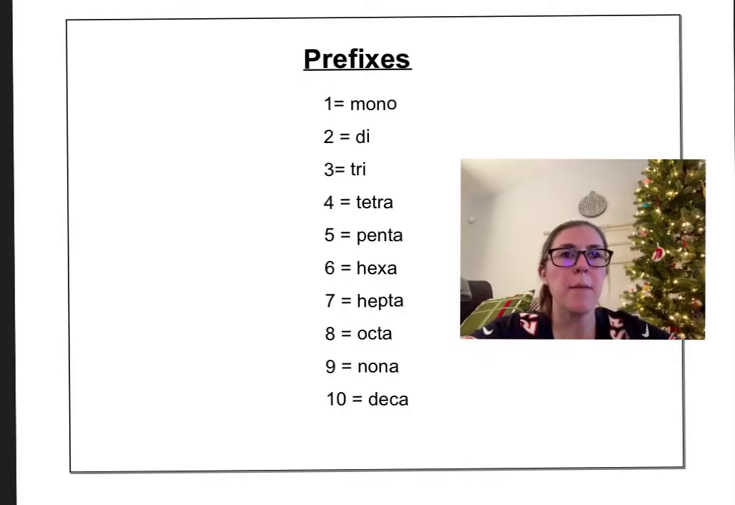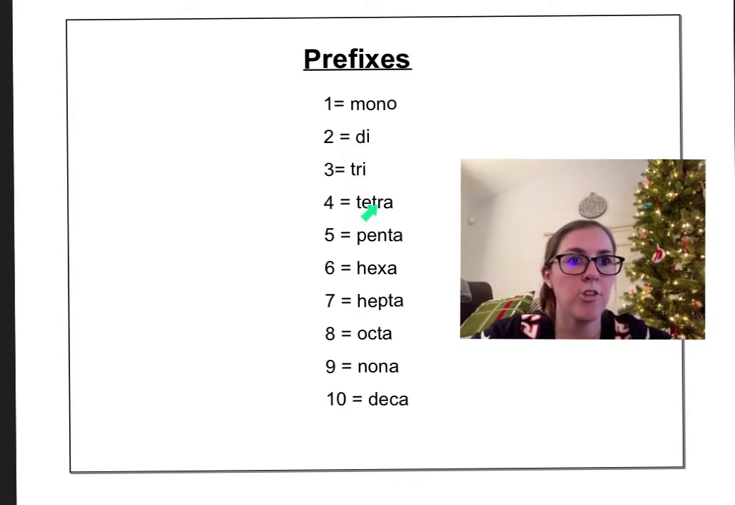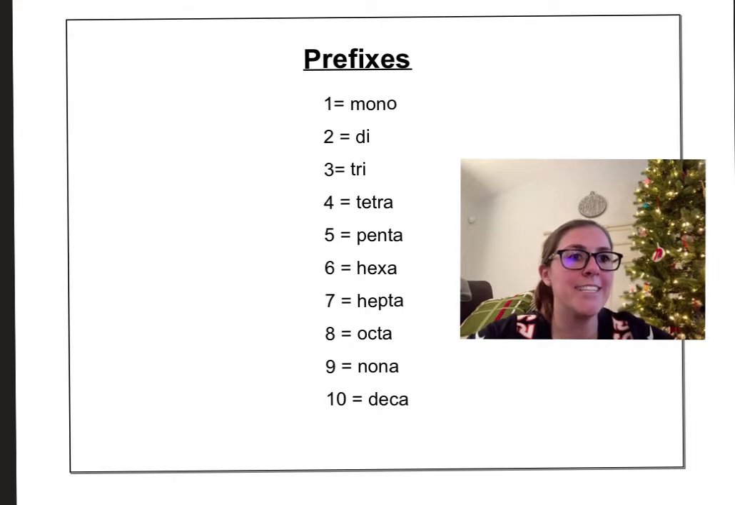Before we get into the examples, let's talk about the prefixes. We are going to put prefixes that represent how many of that element there are in the chemical formula. If there's only one of that element, we're going to say mono. If there's two, di. 3 is tri. 4 is tetra. 5 is penta. 6 is hexa. 7 is hepta. 8 is octa, like octagon. 9 is nona. And 10 is deca.